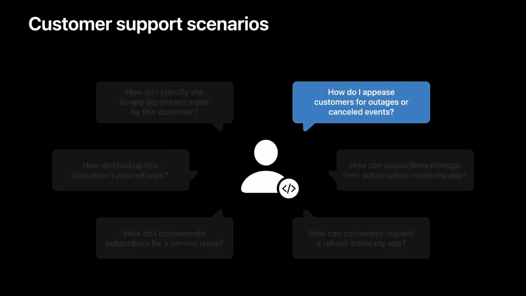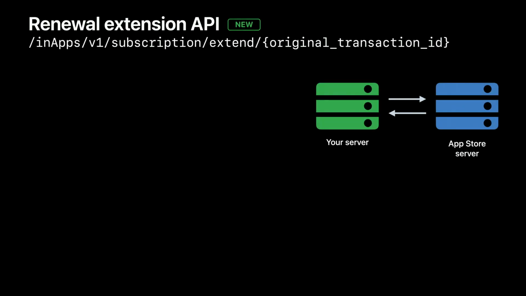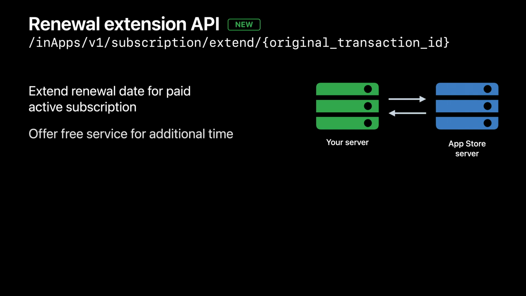Now let's take a look at a scenario where there was an outage or an event was canceled, which might be more common for streaming-based apps such as sports, live TV, or video. For these outages or canceled events, how can you appease customers? We are introducing a new server-to-server API for auto-renewable subscriptions to extend the renewal date for a paid active subscription. With this API, you can offer free service to your customers for additional time, which can be used as an appeasement for temporary outages or service issues.